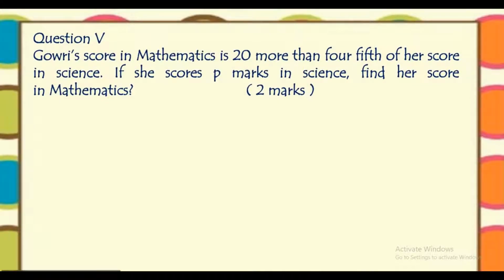Question 5, first question. Gauri's score in mathematics is 20 more than 4/5 of her score in science. If she scores P marks in science, find her score in mathematics. This question carries 2 marks. Let's see what the answer will be.